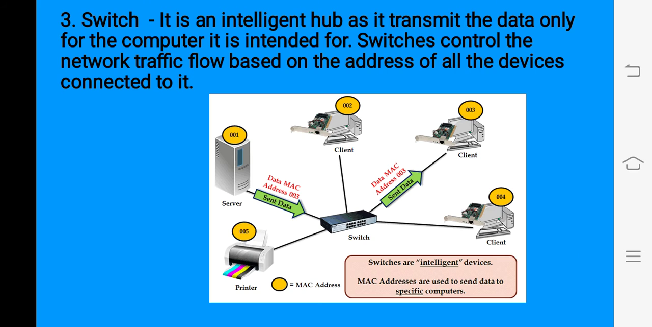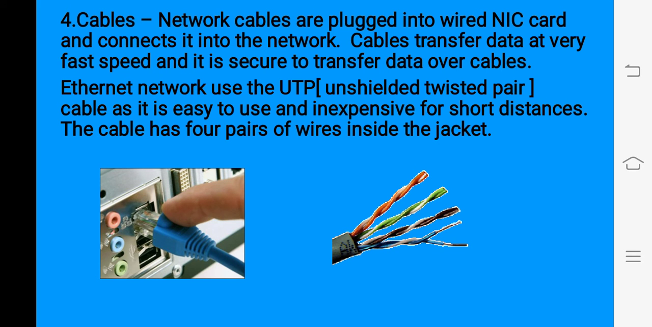Children, next component is cables. Network cables are plugged into the wired network interface card, and then it allows the computer to connect with the network. Wired network interface cards use cables, and children, cables transfer data at a very fast speed compared to the wireless method, and it is also secure to transfer data over cables.